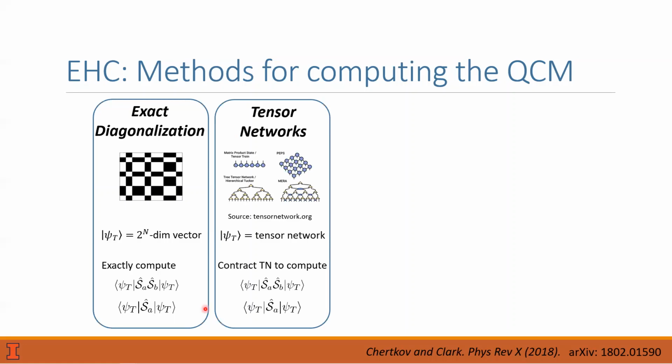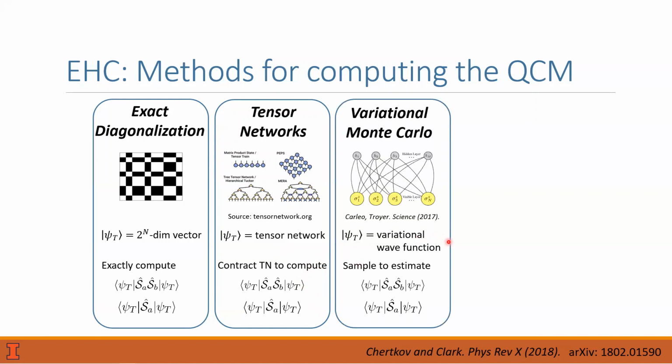You could also use methods such as tensor networks, where you represent your state psi t as a contraction of tensors. This is a class of quantum states that people have done lots of work with, and there's lots of techniques for computing various quantities like these. You could use techniques like variational Monte Carlo, which involves using Markov chain Monte Carlo to sample certain wave functions, so you can compute observables this way.